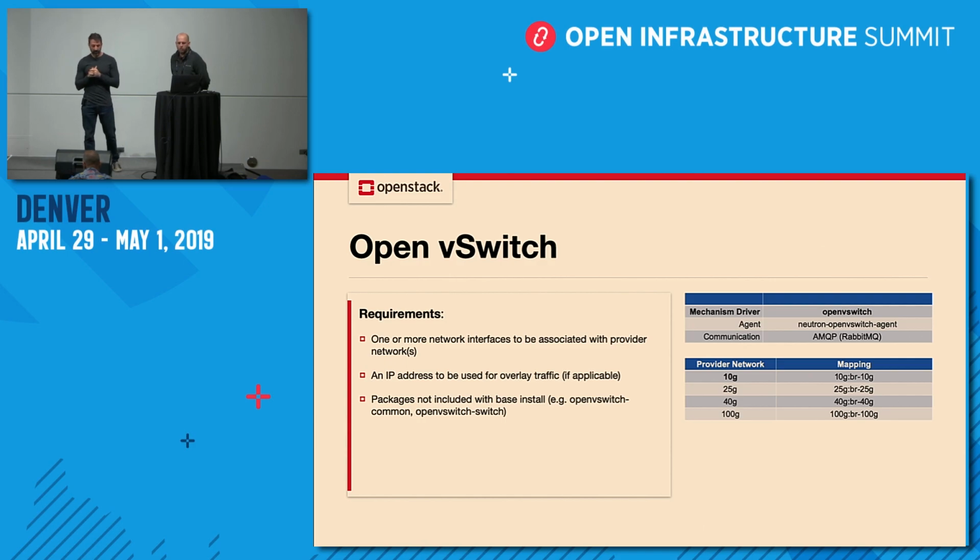So here are the requirements. They're going to be very, very similar to that of LinuxBridge. Again, you need a physical NIC. You need an IP address if you want to do any type of overlay network. And then you're going to need a couple additional packages, which may be included in your installation. So if you're using OSA, it will help you install that. If you're doing it by hand, you may have to install some packages on your own.